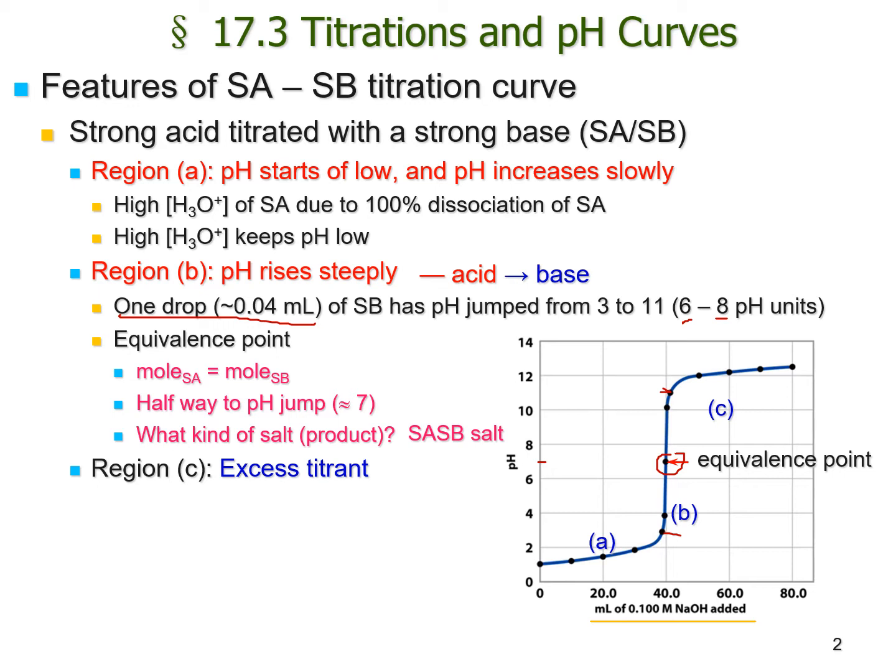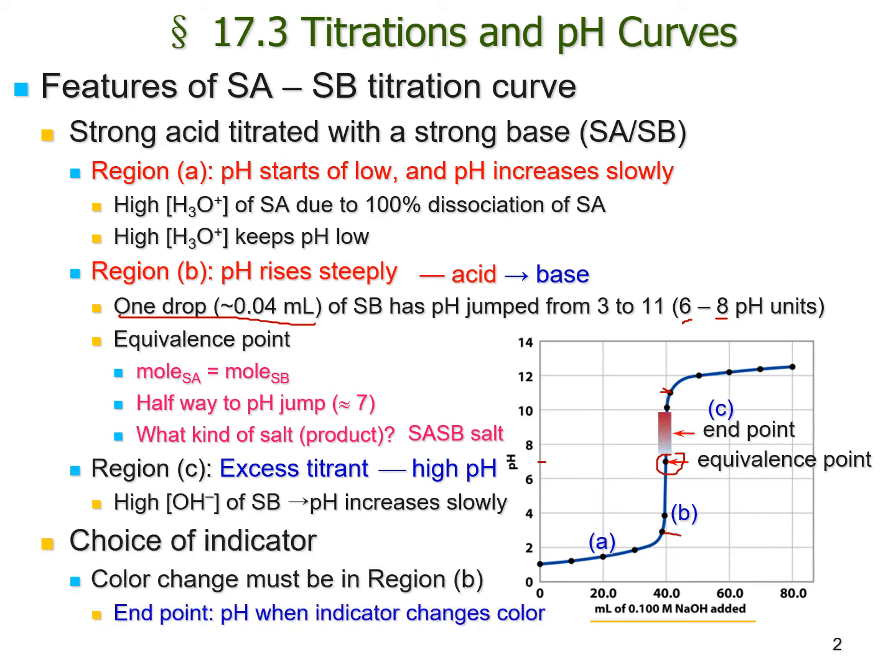Region C is where we have excess of a strong base like sodium hydroxide. And of course, it has a very high pH as sodium hydroxide is a strong base, 100% dissociation. So we have a high concentration of hydroxide to speak of. So pH is high and stays high. And for this titration, we can use the indicator to show how the color is going to change. One of the good indicators that we can use for this titration is phenolphthalein.